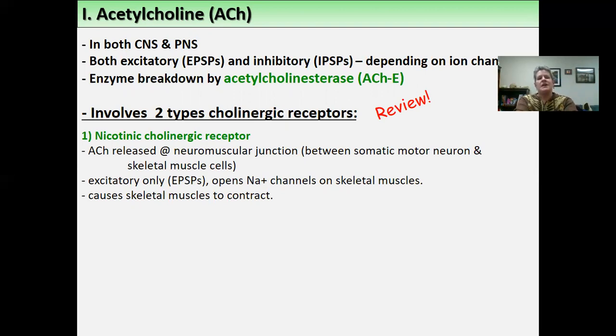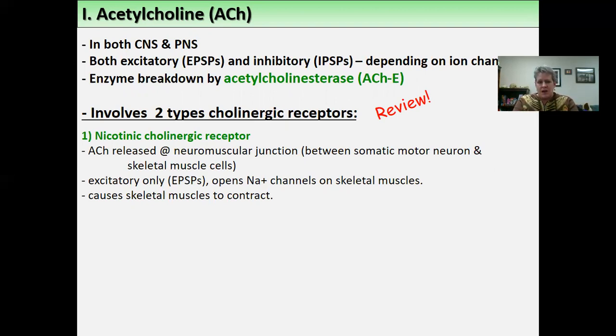Okay, so nicotinic cholinergic receptors. We covered this in the previous lecture. It's for control of your skeletal muscles. They all have this kind of cholinergic receptor on them. So they bind to acetylcholine. So at your neuromuscular junction, which is where a somatic motor neuron stimulates a muscle cell, that muscle cell is going to have a cholinergic receptor on it. And the particular name for this cholinergic receptor is nicotinic.